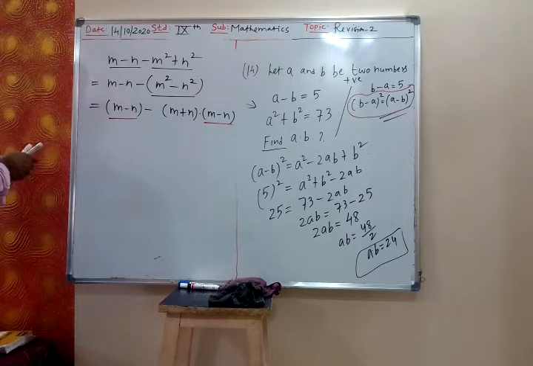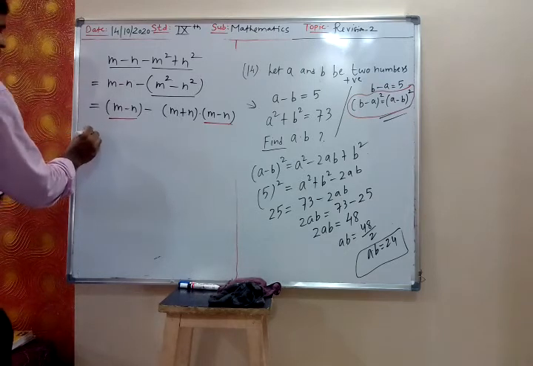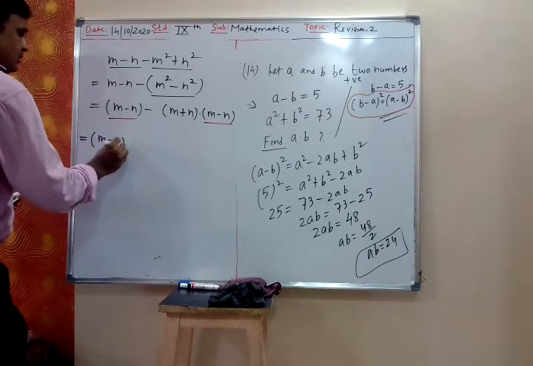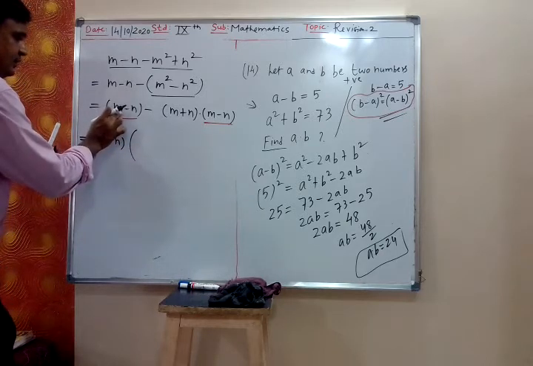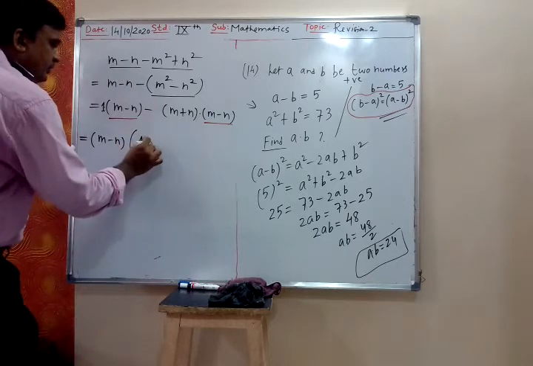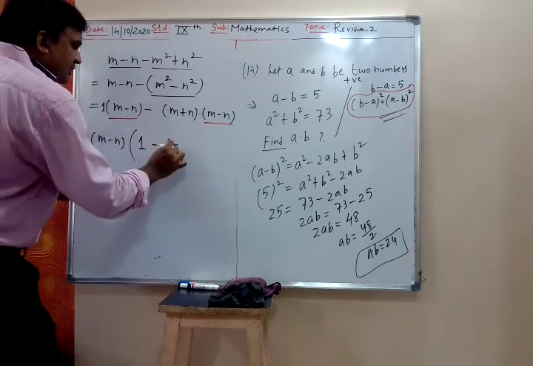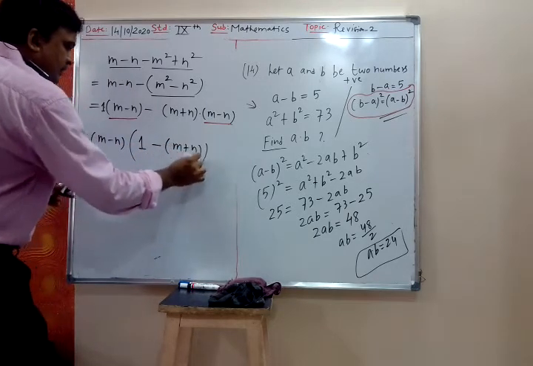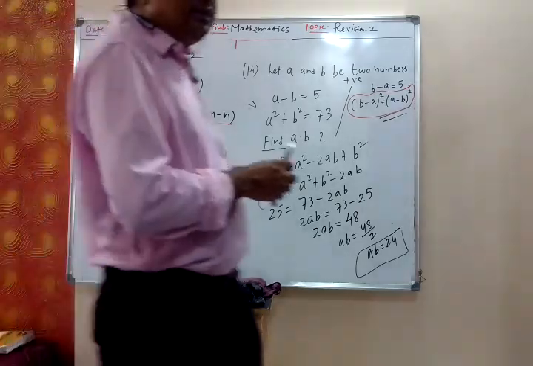So when you take m minus n common, then what is left in place of this? In place of this it is 1. Then minus m plus n. 1 minus m plus n.